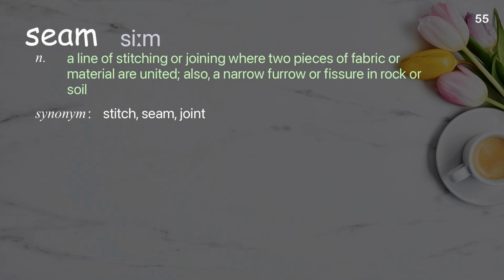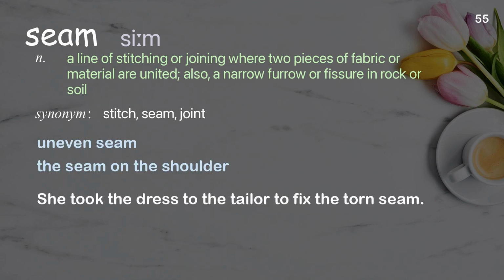Seam. A line of stitching or joining where two pieces of fabric or material are united, also, a narrow furrow or fissure in rock or soil. Examples: uneven seam, the seam on the shoulder. She took the dress to the tailor to fix the torn seam.